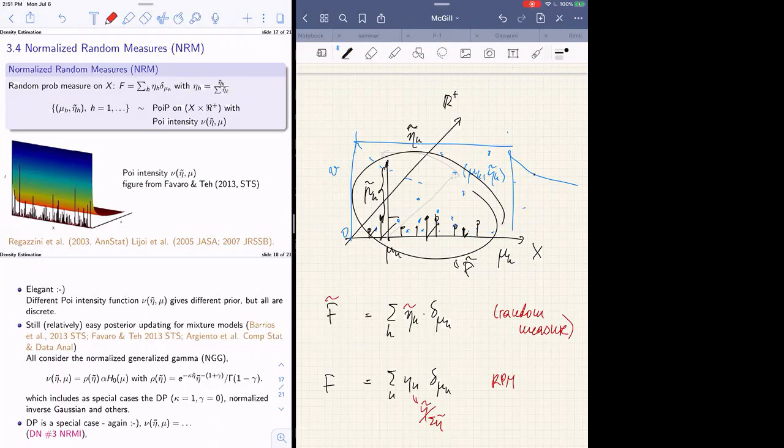That's the F tilde. For that F tilde construction, all we needed was that blue Poisson intensity. I should spell it out. It's nu of the pair mu and eta tilde, right? Give me a blue nu, and you have a machine to generate a random measure. That random measure, by the way, has a name. It's called a completely random measure. It turns out there's a whole family of those. And then let's call the probability measure that corresponds to it the normalized random measure.